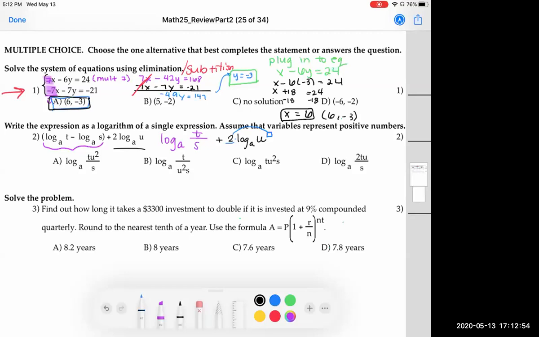So we now have log base A of T over S plus log base A of U squared. All right, one last piece. I want to write it as 1 log, and I have 2 logs. You see they're being added. Because they're being added, I can multiply them and write them as 1 log. So that I now have log base A of T over S times U squared.